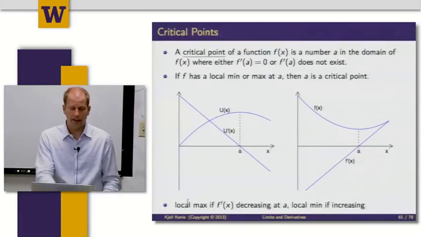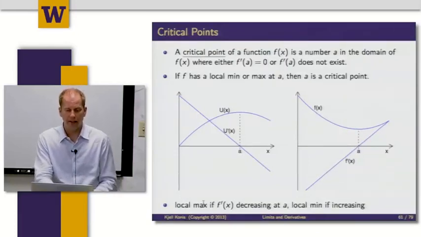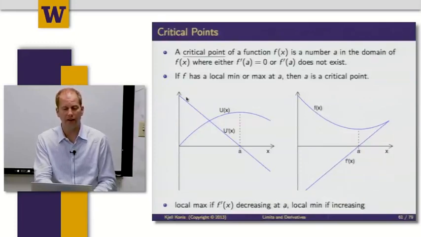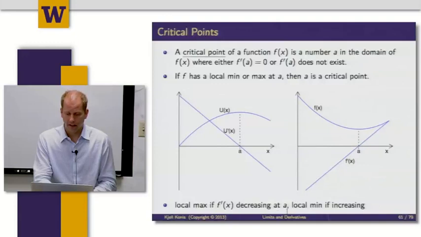And so the lesson we want to take away from this is if f prime of x is decreasing at A, so here f prime of x is going down at the point A, then I have a local maximum. So the function looks like the top of a hill. If it's increasing, so here the derivative is increasing when I hit the critical point, then I have a local minimum.